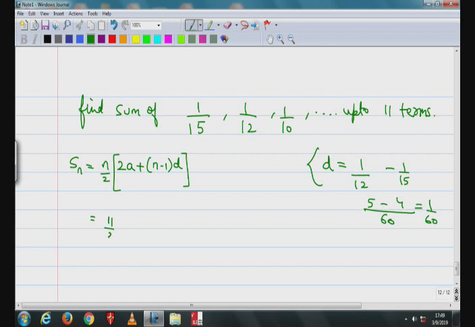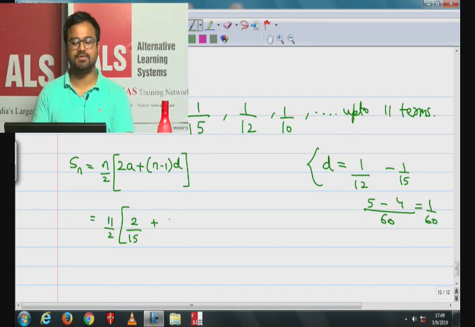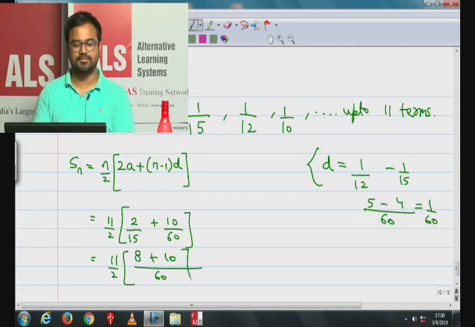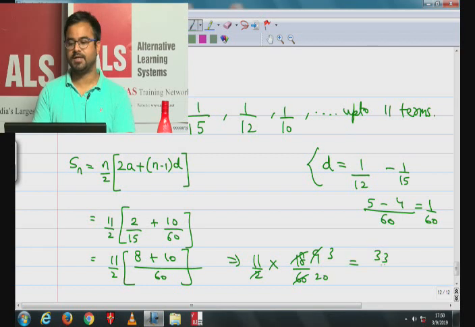So we can do 11 by 2 into twice of a, which means 2 by 15, plus (n minus 1), so 11 minus 1, which is 10 times 1 by 60. So this will be the expression. Solving this one, again we can take the LCM as 60. So 8 plus 10. Finally it is going to be 11 by 2 into 18 by 60. So 2 nines, 3 times, 20 times. So it will be 33 by 20.